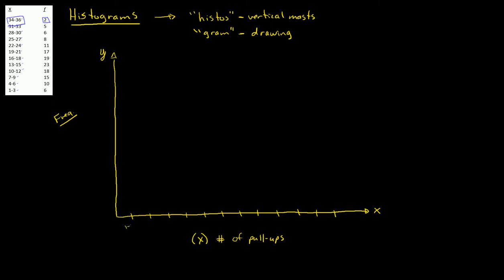But if you just follow with me, we could say that this is 1 to 3. This is our 4 to 6. This is our 7 to 9. This is our 10 to 12. This is our 13 to 15. This is our 16 to 18. Our 19 to 21, our 22 to 24, 25 to 27 column, 28 to 30, the 31 to 33, and the 34 to 36.